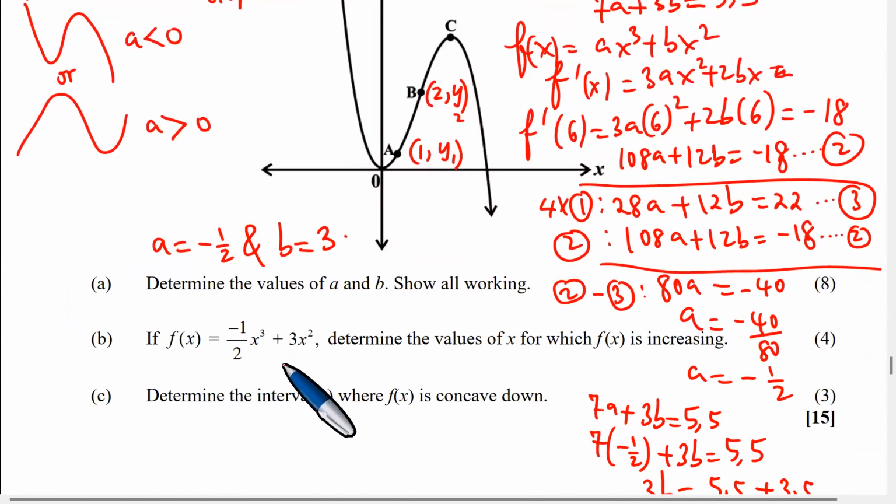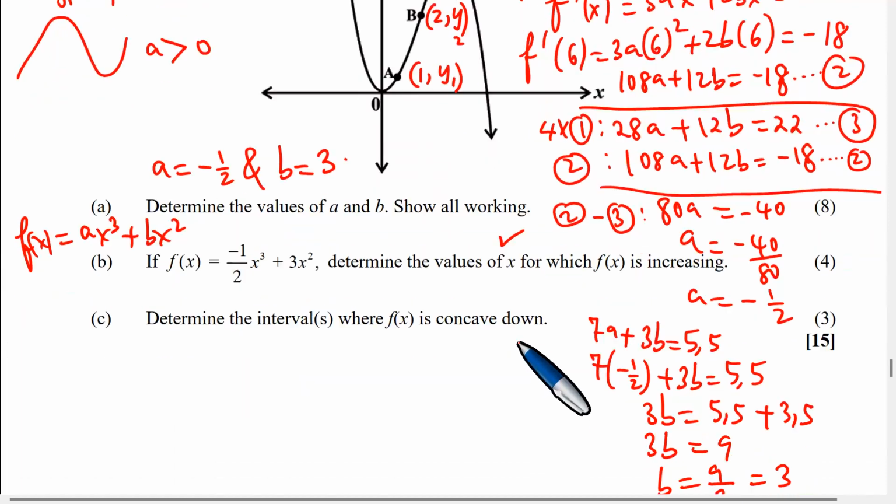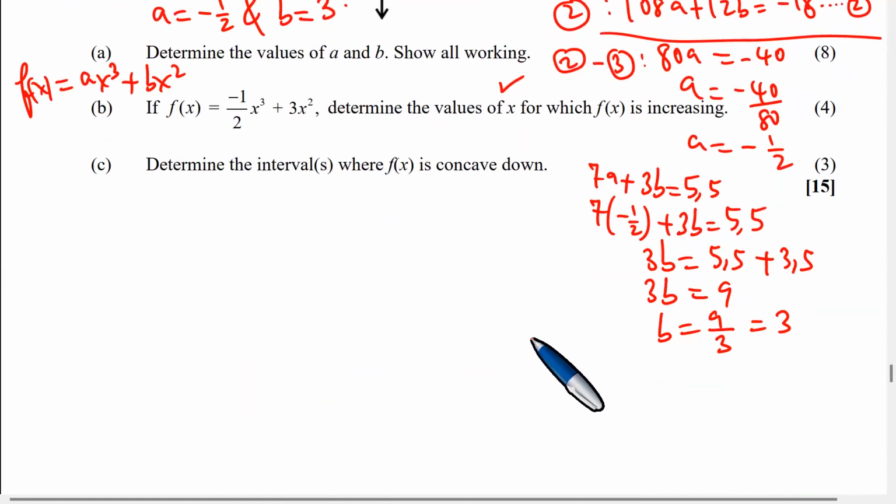If f of x is this one, okay, now they gave us something. Remember, first things first, the f of x that was given in the question was ax cubed plus bx squared. We found already that a is minus 1/2, so the examiner has substituted minus 1/2, and we found that b was 3, and we substituted 3. Determine the values of x for which f of x is increasing. When is the function increasing? Okay, we want to find the values of x. Let's proceed and solve this one.